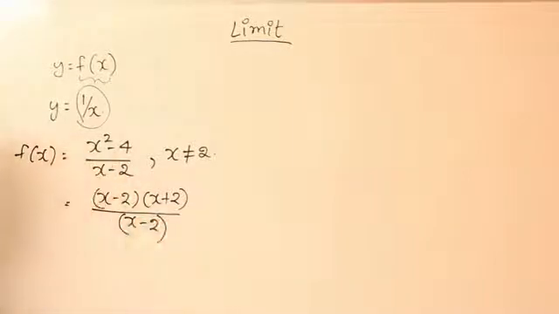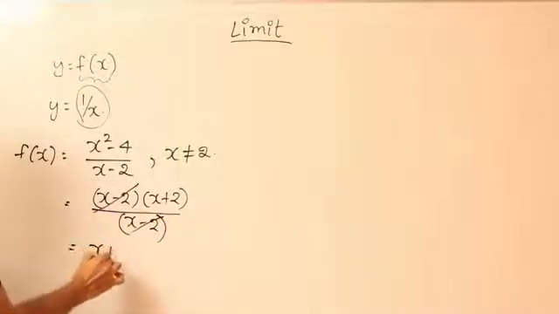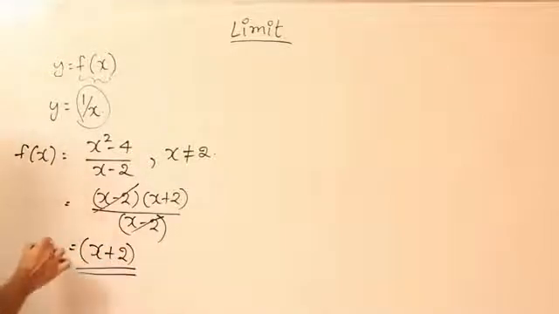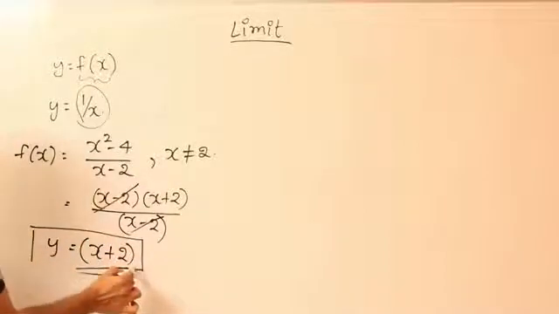I mean, x squared minus 4 equal to this one. That is why I'm not writing it, okay? So now you can cancel it off. Therefore, f of x turns out to be x plus 2. Got it? Now we have got the function x plus 2. Let's call it y. So here y equals f of x. So y equals x plus 2 is what we got.